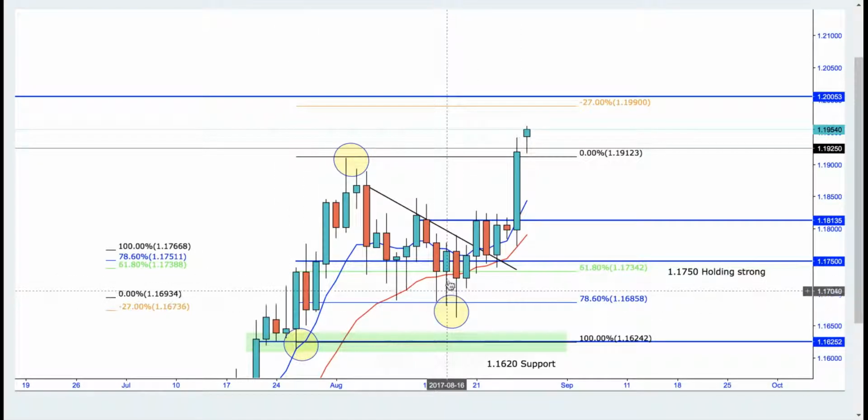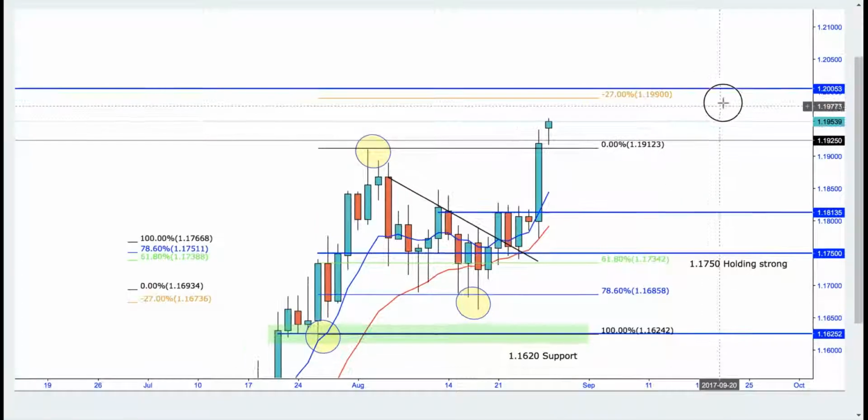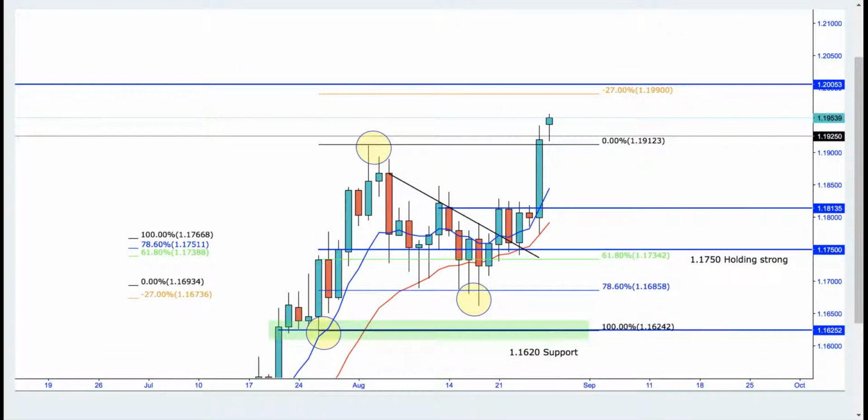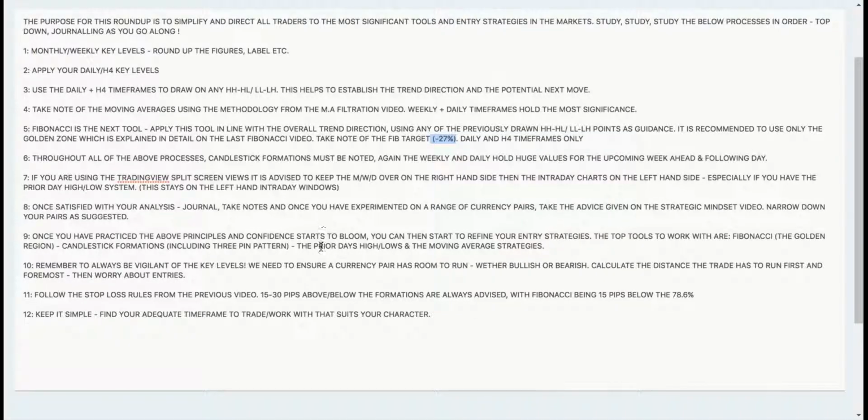To the region, spike through it, reversed, and now I'm looking at that target zone, which comes shy to 1.2, which is one of my key areas of daily resistance as well. So Fibonacci, just use that zone. Keep it short, keep it sweet and simple.